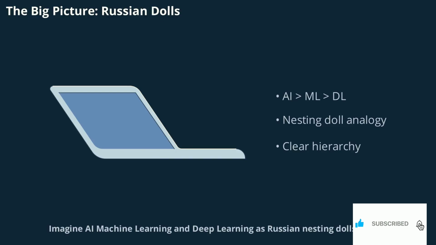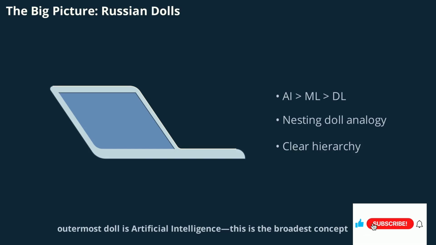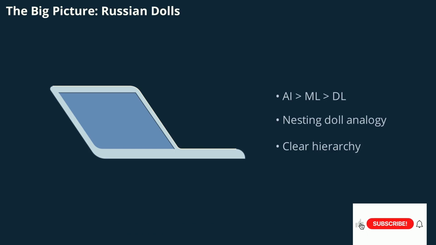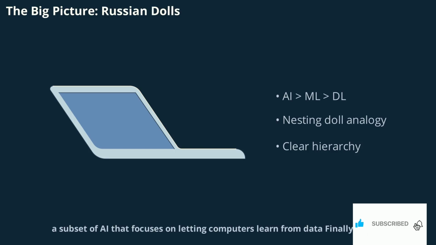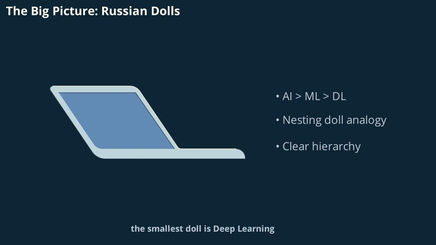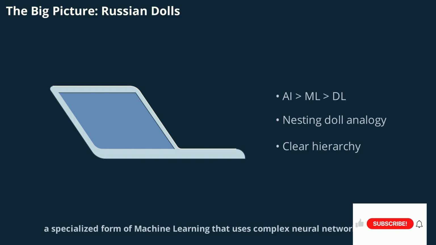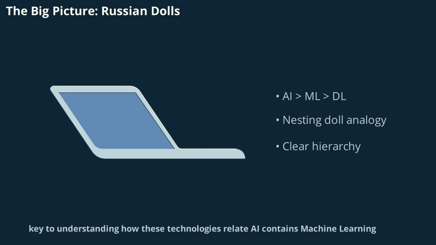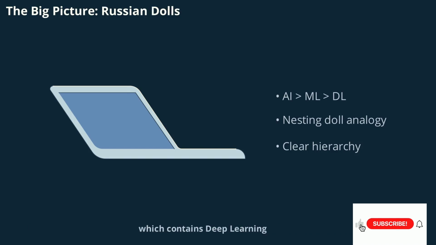Imagine AI, machine learning, and deep learning as Russian nesting dolls. The largest, outermost doll is artificial intelligence. This is the broadest concept, covering any technique that allows computers to mimic human intelligence. Inside that, you'll find machine learning, a subset of AI that focuses on letting computers learn from data. Finally, the smallest doll is deep learning, a specialized form of machine learning that uses complex neural networks. This nesting doll analogy is the key to understanding how these technologies relate. AI contains machine learning, which contains deep learning.